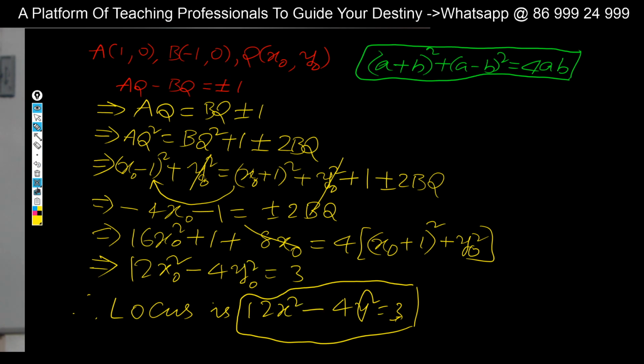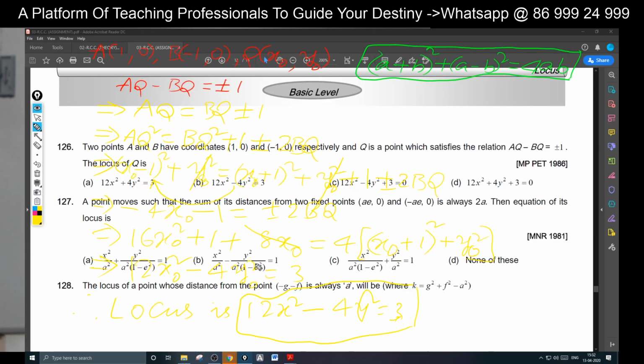Let us check the answer. x square minus 4y square equal to 3. So the answer is the second option. This one.